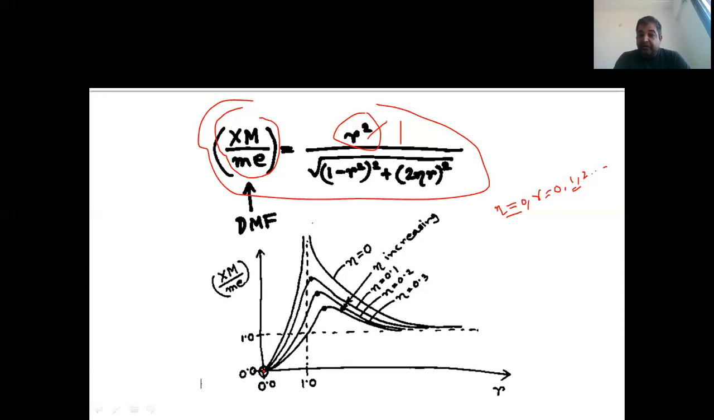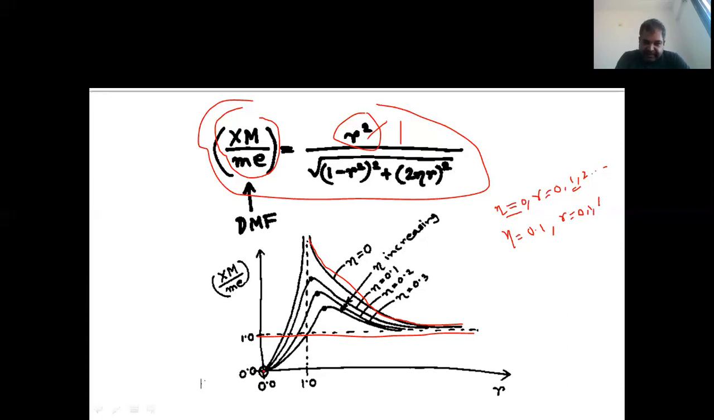But this curve will never be less than 1. This value of DMF will never be less than 1. In the previous case, it was approaching 0, but here it is approaching 1. If you take out all the values, you will see that it is approaching the value 1. Then you can take different values of eta: 0.1, 0.2, 0.3. For each value, let's say eta equal to 0.1 and r equal to 0, 1, 2, and so on, you can plot this particular curve.